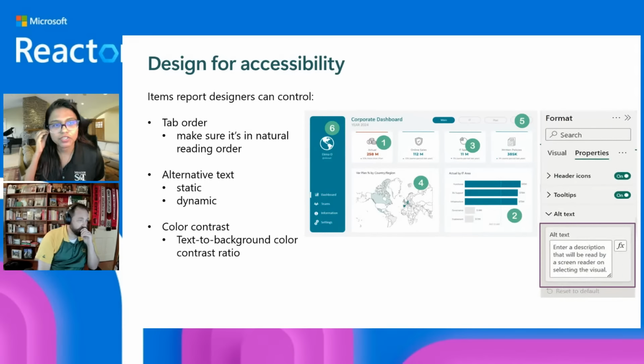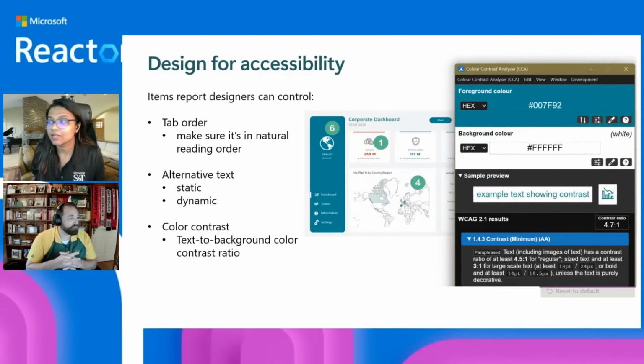Next, we are going to talk about alternative text. Alternative text is crucial for anyone who's using a screen reader. You can either set it to be a static text or a dynamic text. This particular field helps define or describe the particular visual you are on.